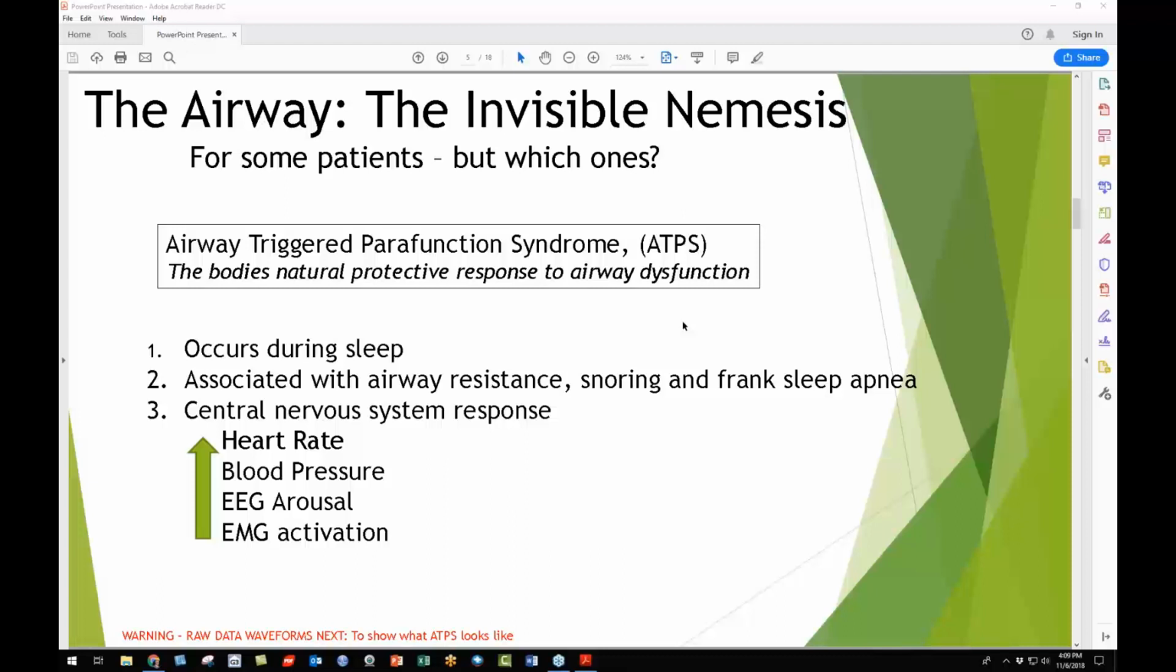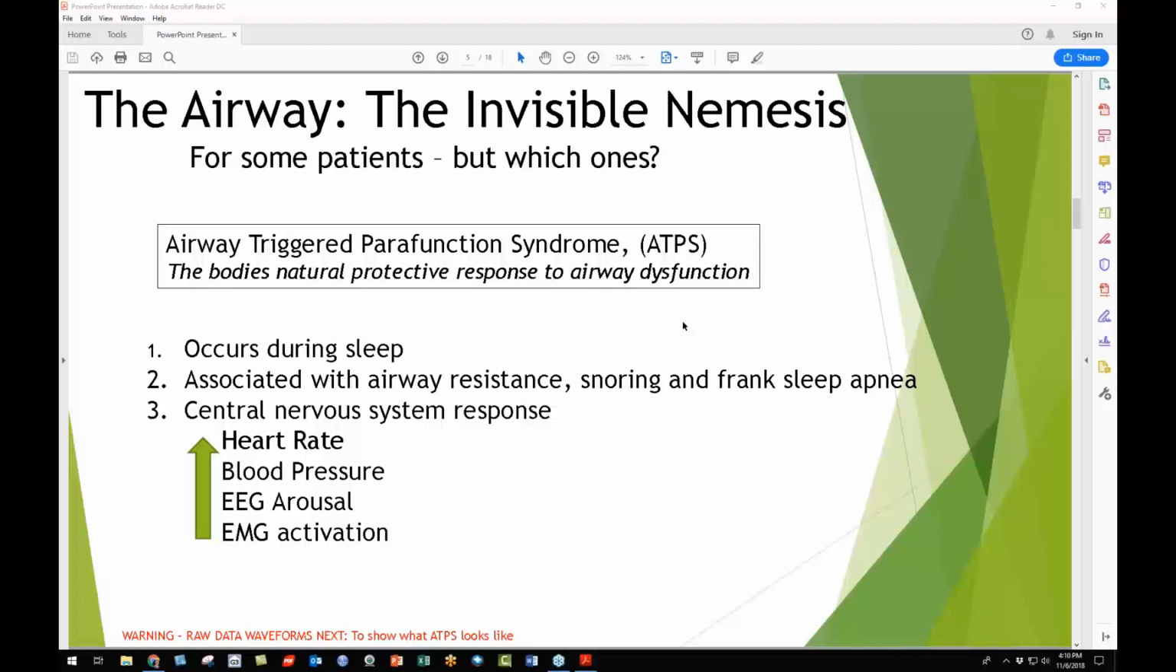So today we're going to be talking about airway triggered parafunction. And some people will call that bruxism. I will not enter that debate with you. To me, I'm just going to describe to you what I've seen over the years. So first things first, this occurs during sleep in patients that have this condition. Number two, it's associated with airway resistance, snoring, or frank sleep apnea.